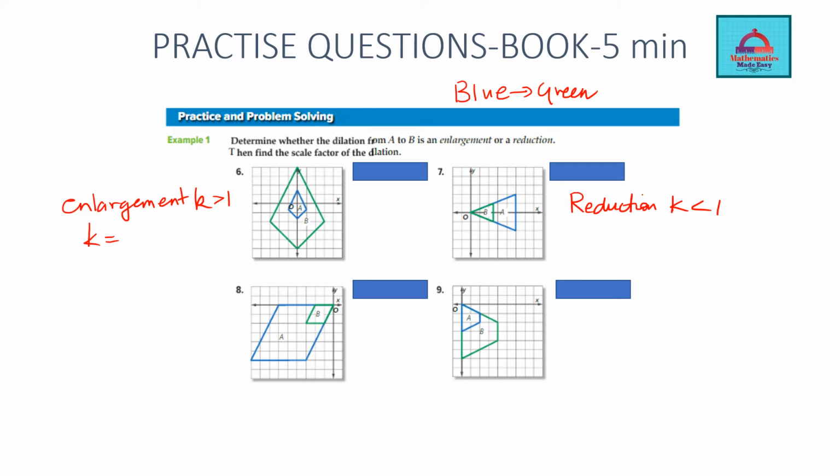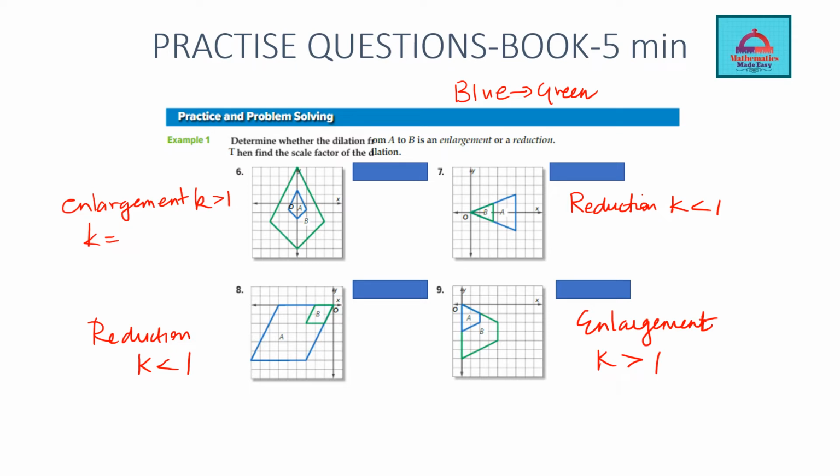From A to B, it is again reduction. So the scale factor is less than 1. Here, from A to B, it is enlargement, it is becoming bigger. So the scale factor will be more than 1. Now let's find the formula.